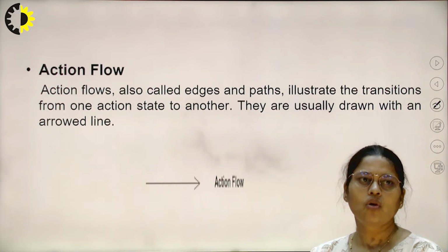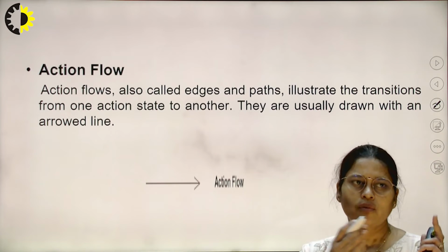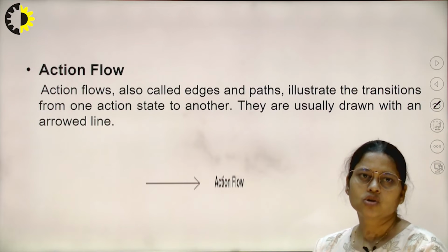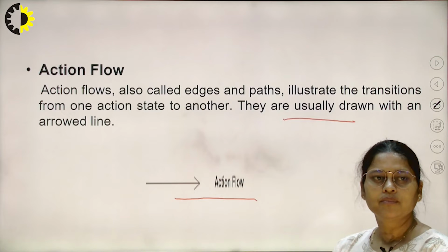Now we have to represent the arrow for action flow. This action flow, also called edges and paths, illustrates the transition from one state to another state. So they are usually drawn with an arrow line.